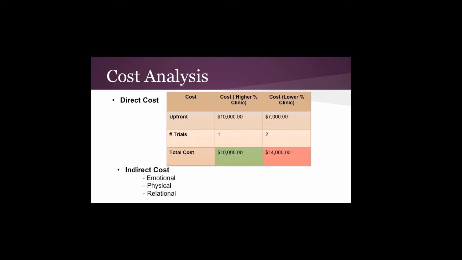For clinics, having a higher implantation rate and success rate can allow them to charge more up front. Therefore, any improvements in the process will be very significant for both clinics and patients. For indirect costs, we decided to focus on these 3 main categories. For emotional, we wanted to figure out what emotional stress IVF can have on a patient.